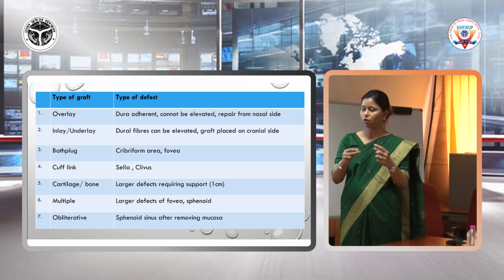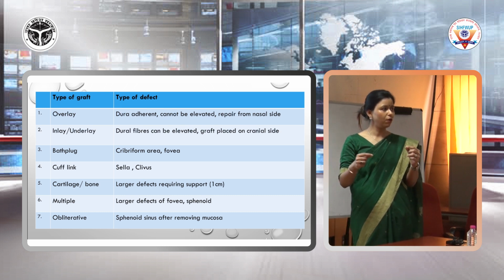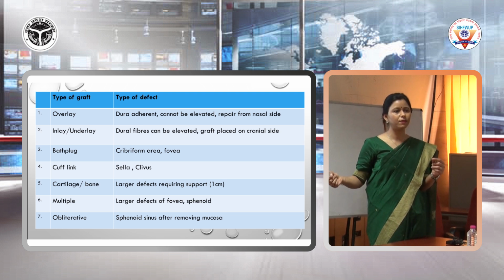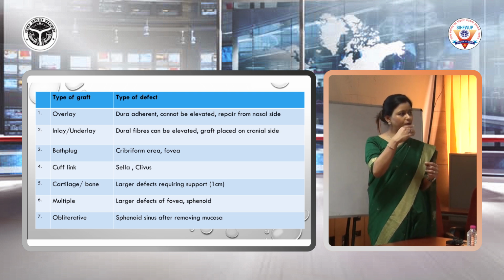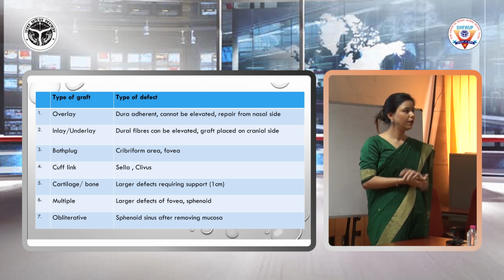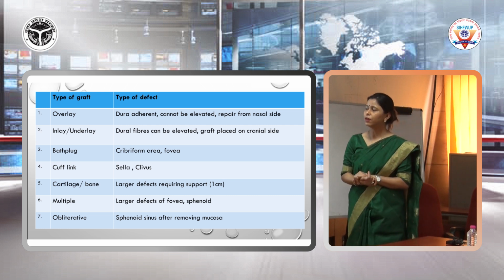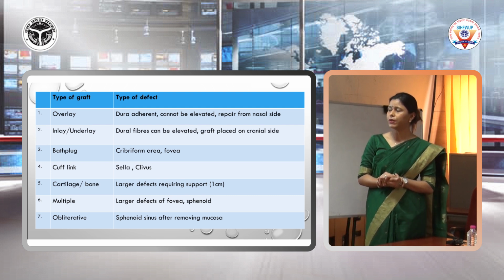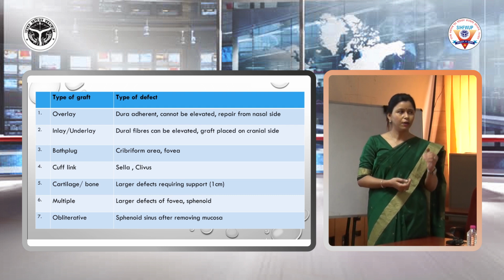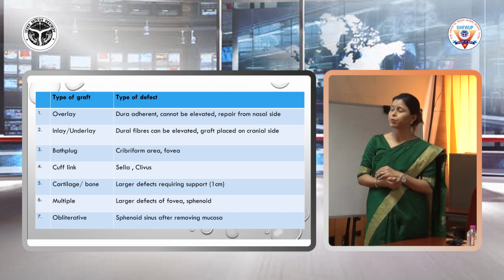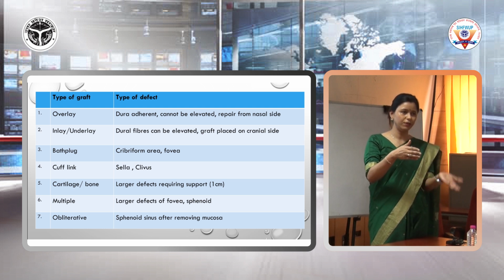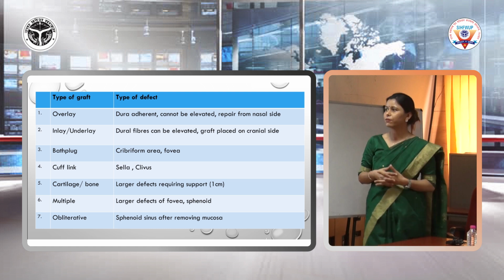So in bath plug we take a long strip of fat about 2 centimeters long, take a stitch of 4-0 Vicryl at one end and pass it through the length of the fat plug, insert it, and then we pull it so that it sits on it and it seals the defect. Then coupling is used in sella or clivus. When we are dealing with the sella or clival defects, in that case some people use coupling. Coupling is like 2 layers of fascia and in between is the dura. So one is above the dura or the subdural and one is extradural. So it is a coupling kind of a thing.